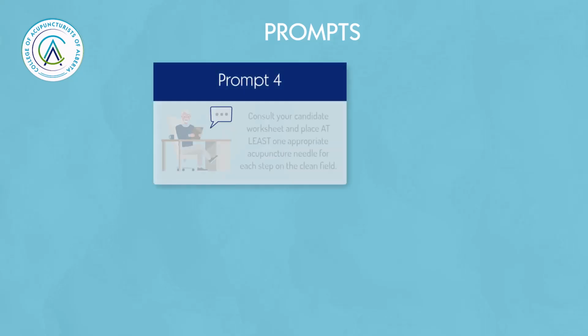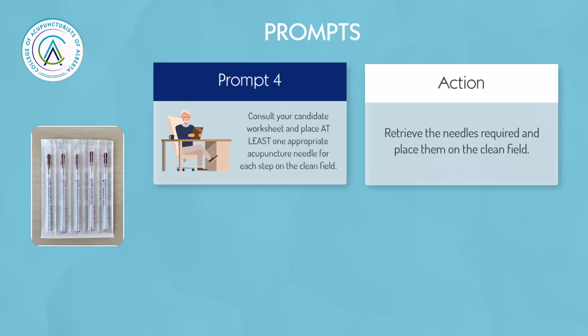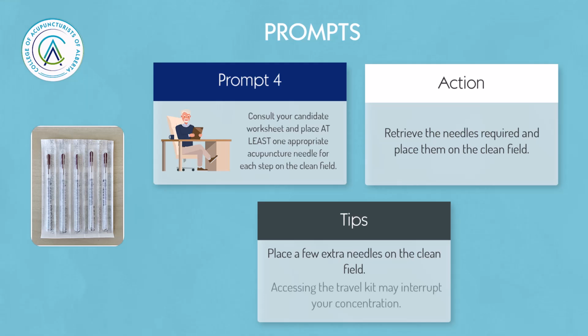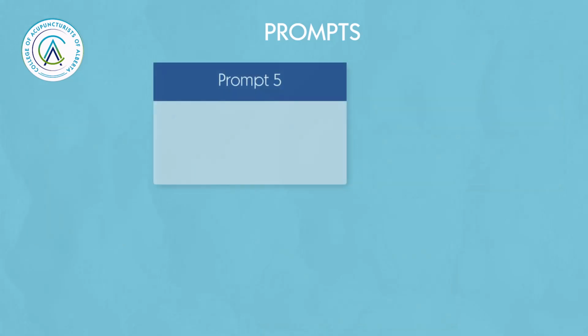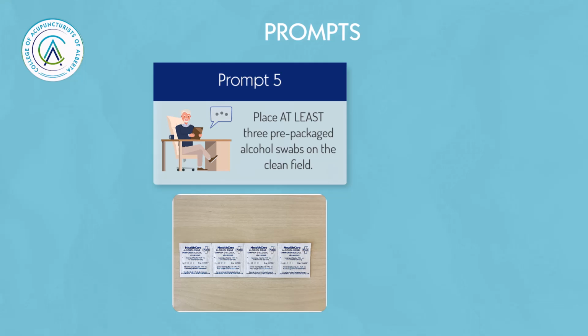Prompt: consult your candidate worksheet and place at least one appropriate acupuncture needle for each step on the clean field. Action: retrieve the needles required and place them on the clean field. Tips: although the travel kit can be accessed at any time for more needles, it is recommended to place sufficient needles, including a few extras, on the clean field. Having to access the travel kit may disrupt a candidate's concentration. Prompt: place at least 3 pre-packaged alcohol swabs on the clean field.